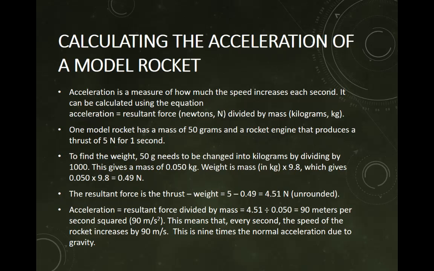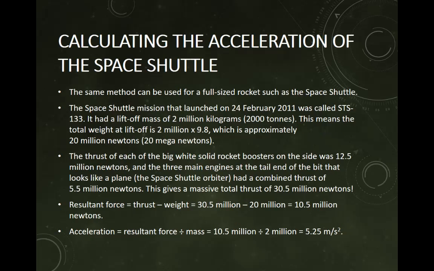Okay. So let's take a look at doing the same sort of calculation, but with a real space shuttle. The same method can be utilized. The space shuttle mission that launched on February 24th, 2011 was called STS-133. It had a liftoff mass of 2 million kilograms. Okay, let's keep it in kilograms, but that's about 2,000 tons, which means the total weight at liftoff is 2 million times 9.8, remember, meters per second squared, to get about 20 million newtons or 20 meganewtons.